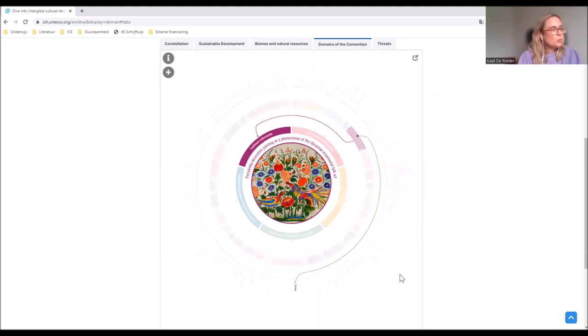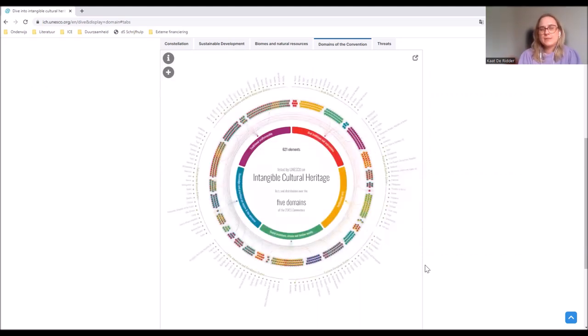Now, until now, we've mainly tackled intangible cultural heritage practices that can be categorized under one specific domain. However, in reality, what becomes truly evident from this visual as well is that most of those listed intangible cultural heritage practices contain features from multiple domains.